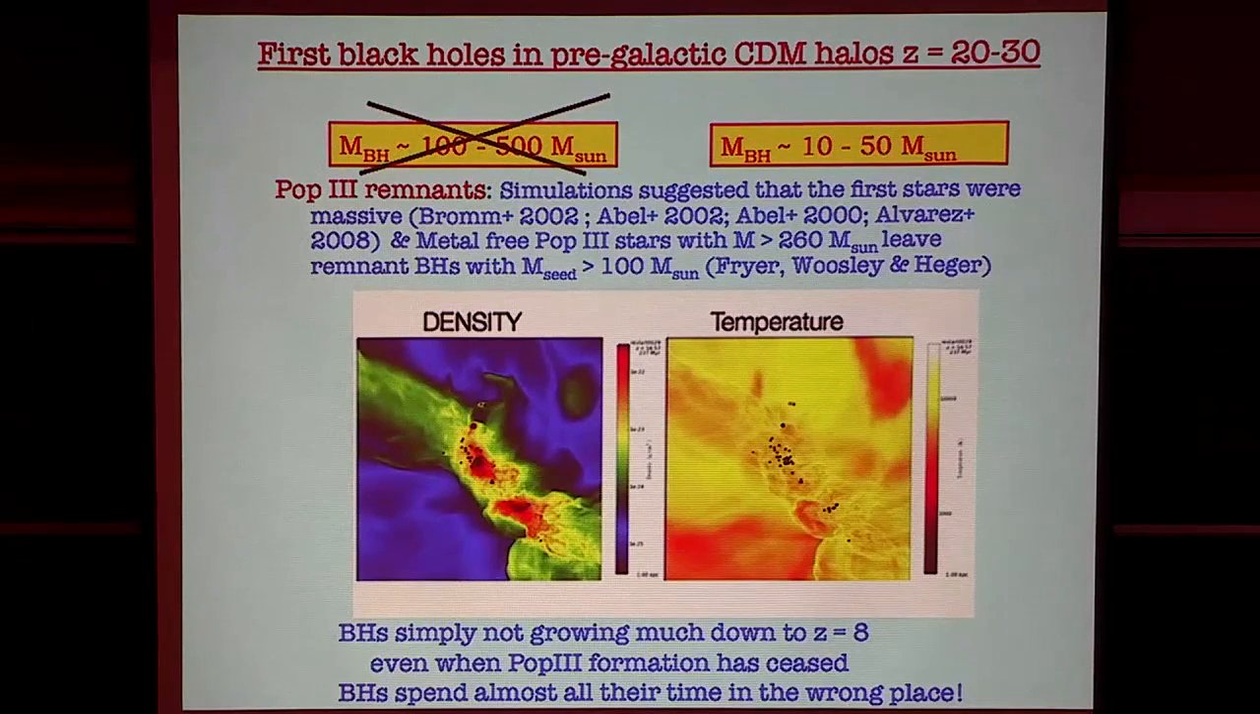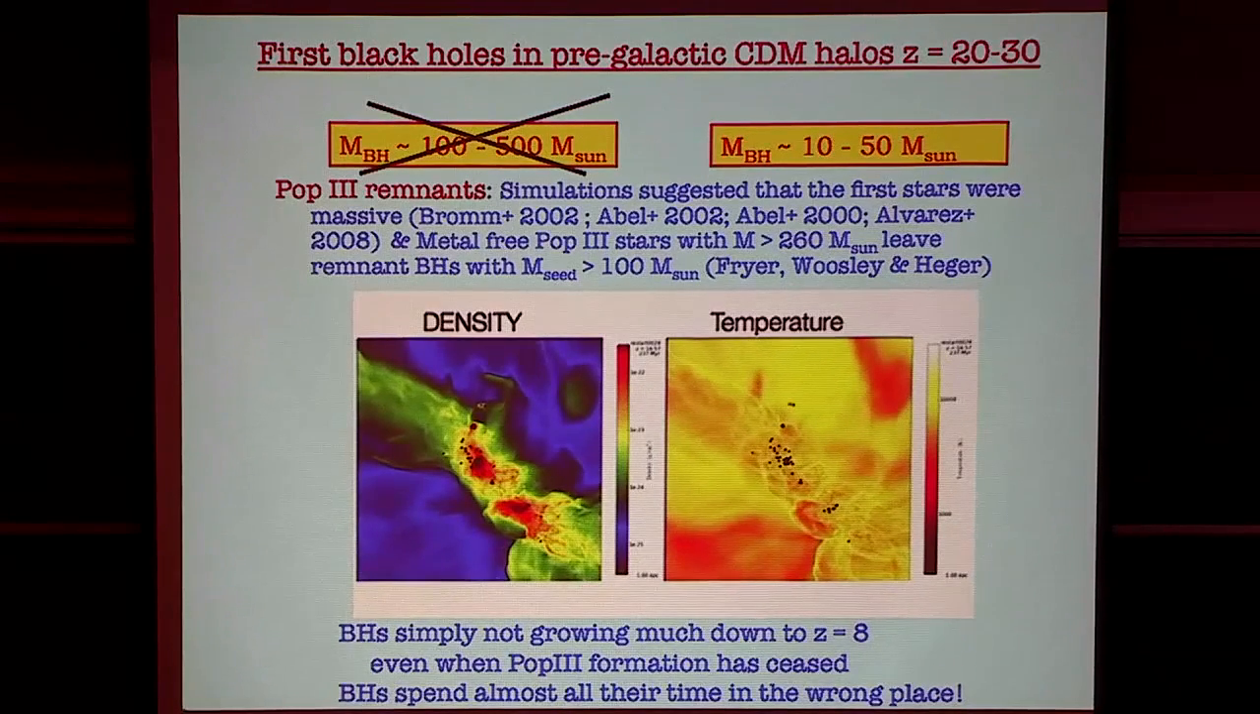The other challenging problem is that in state-of-the-art simulations, you find that the black holes are simply not growing very much, down to even redshift of 8, right? Remember, we need to start making a few monsters, a few 10 to the 9 solar masses by redshift 6. And they're simply not growing in the current simulations. And even after Pop 3 formation has ceased, and you may say, well, maybe it's radiative feedback from existing Pop 3 stars that's preventing gas from flowing into the center and growing these holes, it turns out even when Pop 3 formation has ceased in halos, you actually don't see a whole lot of accretion.